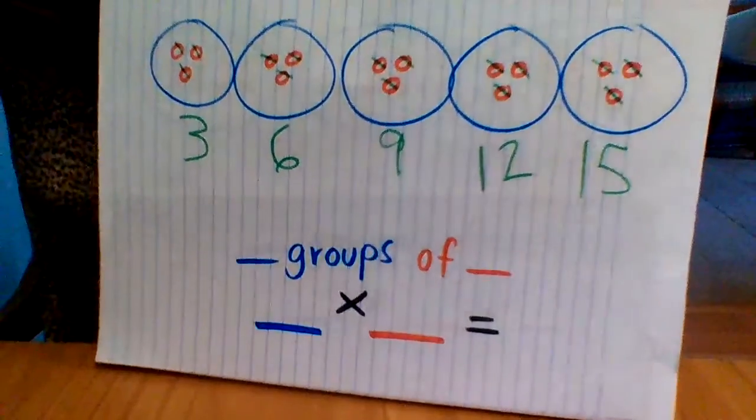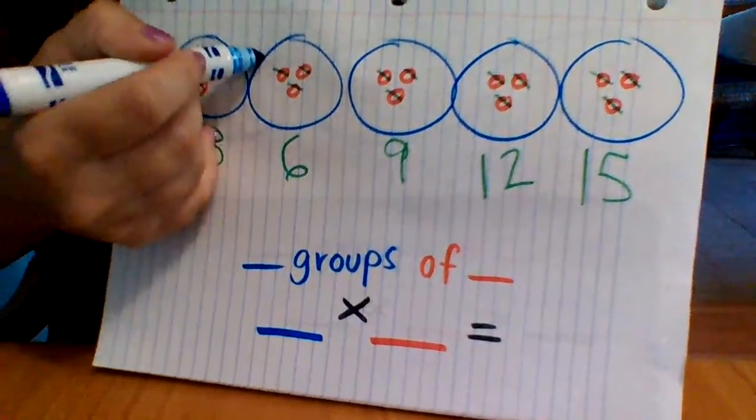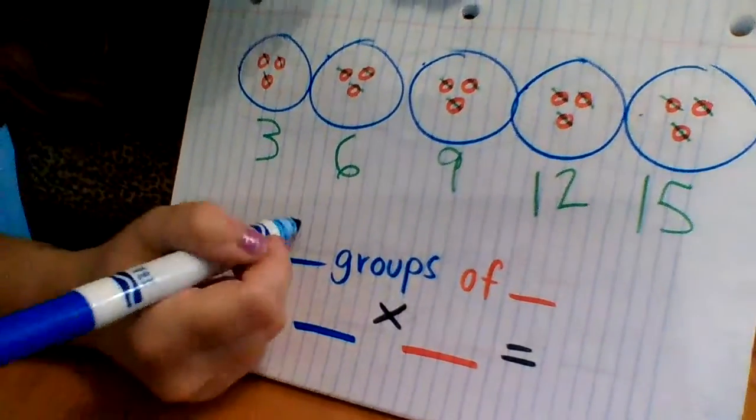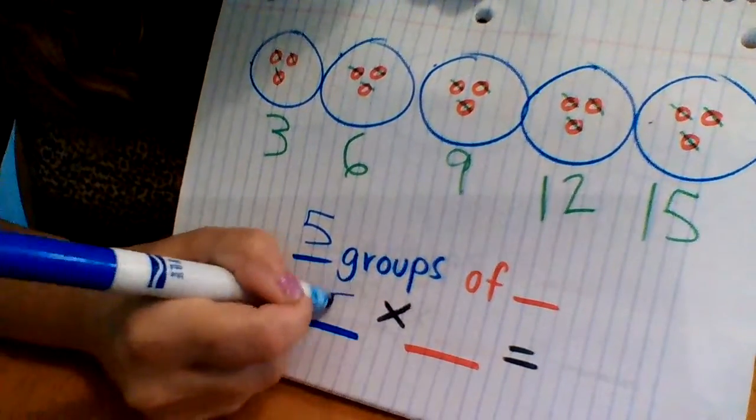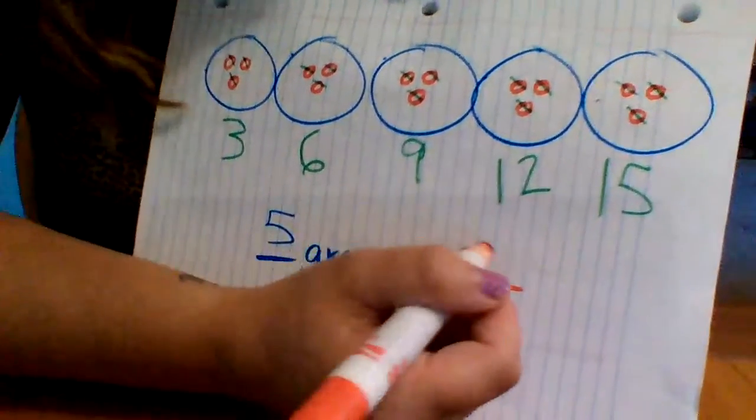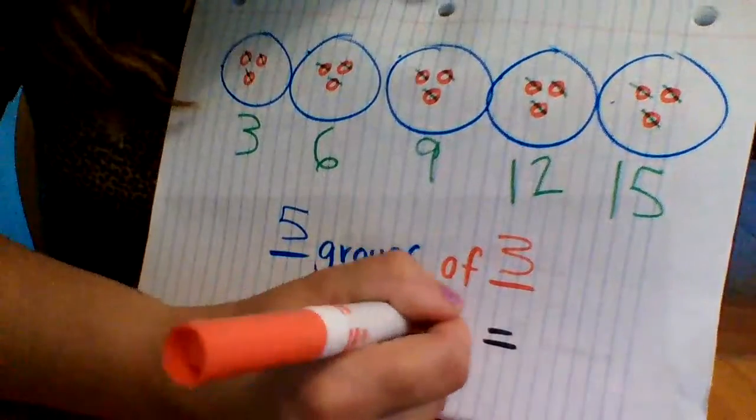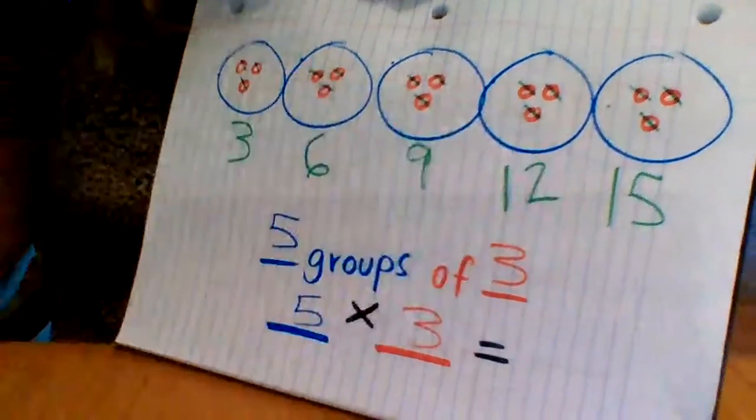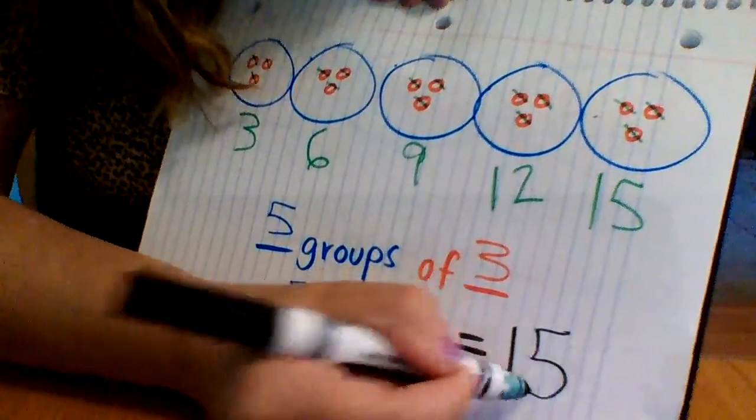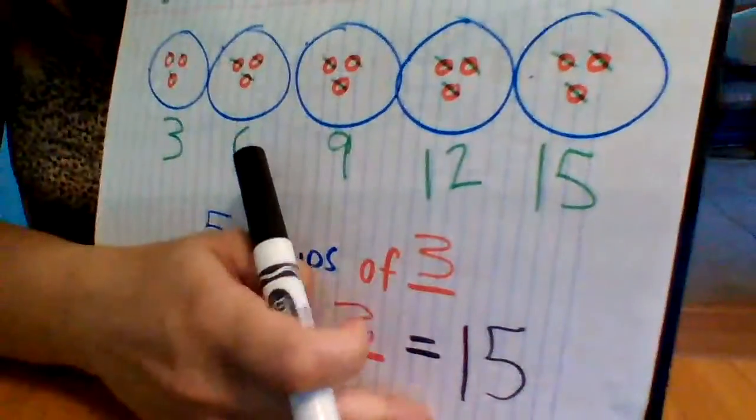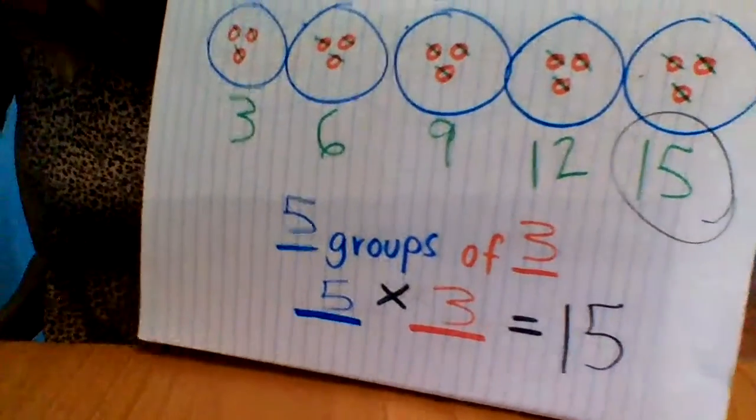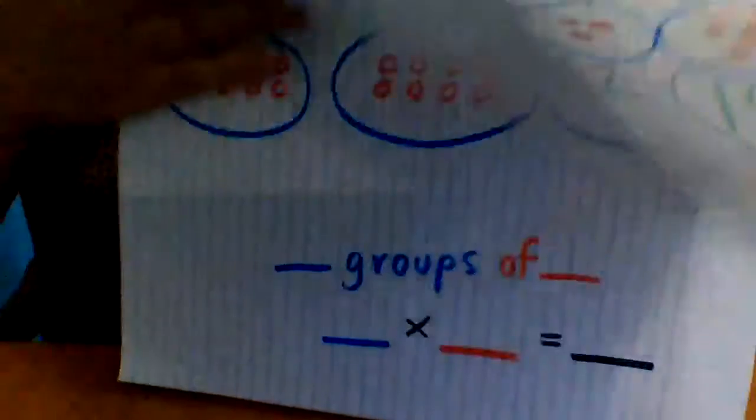How many groups are there? There's 1, 2, 3, 4, 5 big blue circles, and they're holding the counters. So there's 5 groups, which means this is 5 times 1, 2, 3 counters in each group. 5 groups of 3, 5 times 3 equals 15. Yes, it does. And we used equal groups and skip counting together to solve this problem. Okay? It's beautiful. All right, let's look at another example.